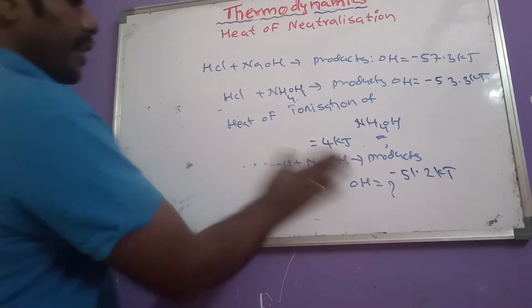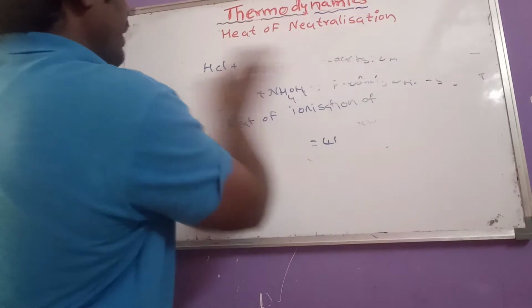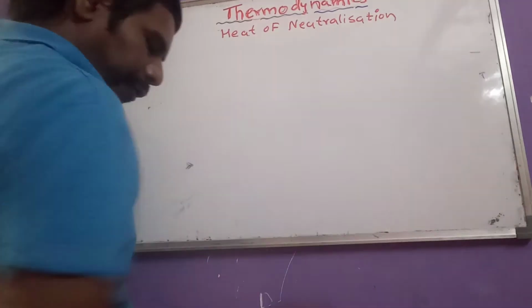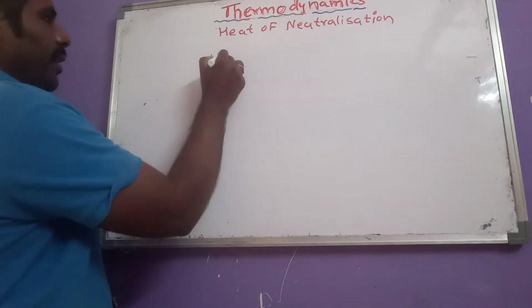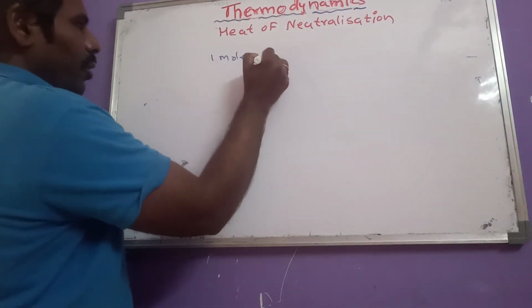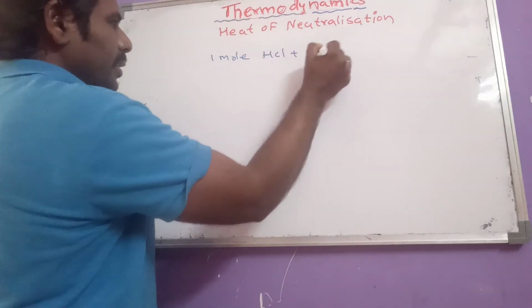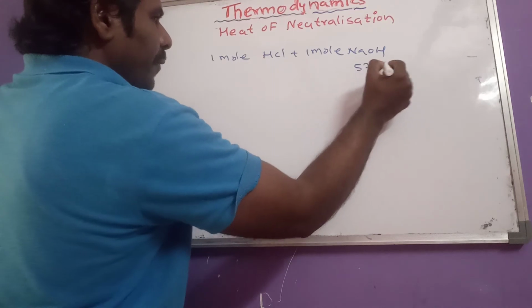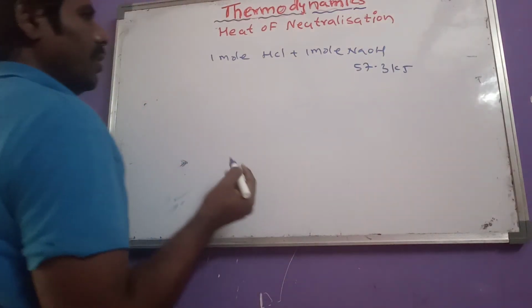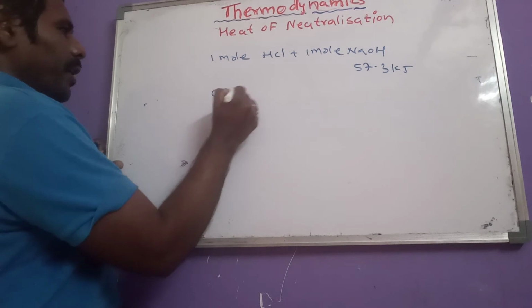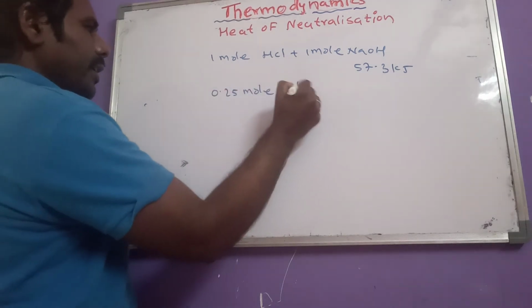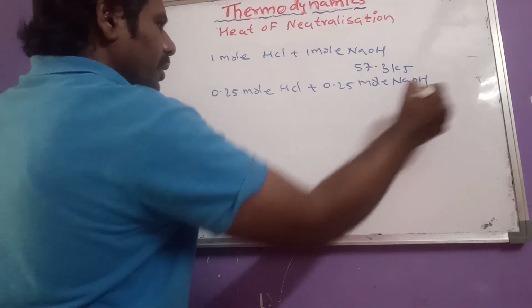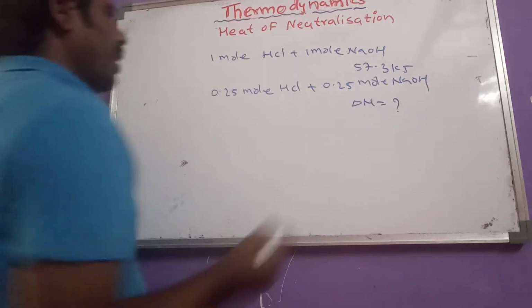Now another type of question related to heat of neutralization, let us see here. If 1 mole HCl and 1 mole NaOH are used, at that time the heat energy liberated is 57.3 kilojoules. Then if 0.25 mole HCl and 0.25 mole NaOH are used, what is the delta H value?